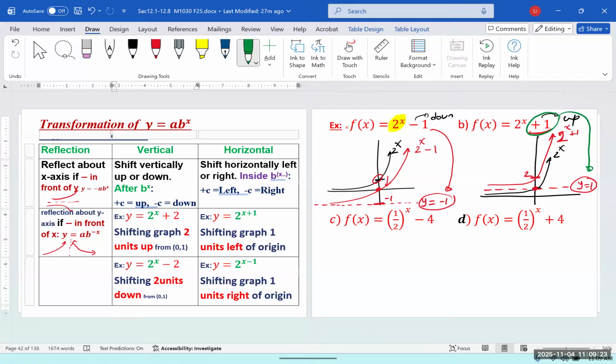The next one, what type of base do we have? Base. So do you get an increasing or decreasing graph?